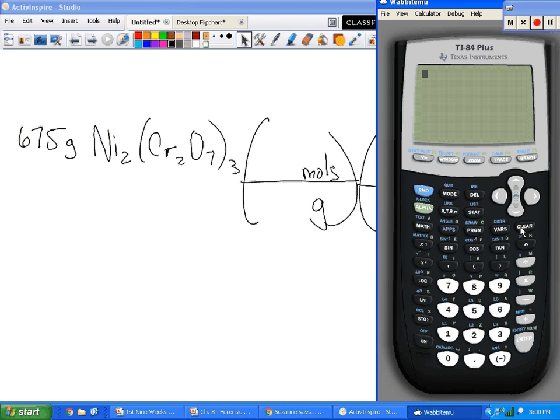Alright, so I've got 21 oxygens times 16. Alright, so one more time. I had 2 nickels at 58.7 apiece. I had 6 chromiums at 52 apiece. And I had 21 oxygens at 16 apiece. And so that should give me the final answer of 765.4. Okay. Again, hopefully you're seeing that it does make it much more efficient to do it this way.